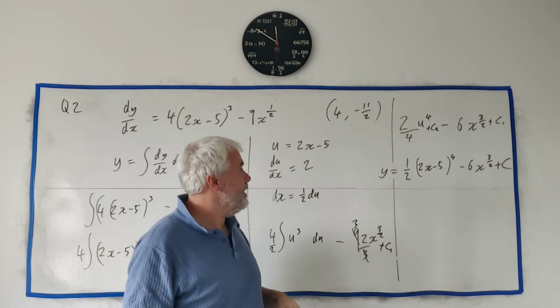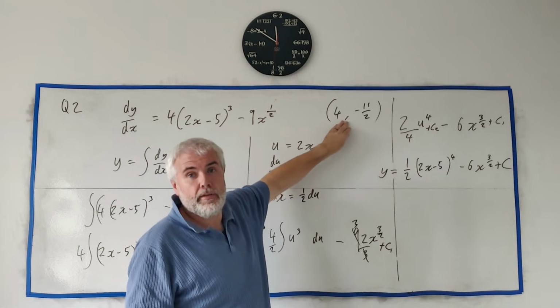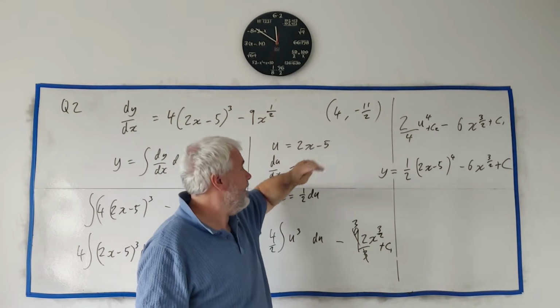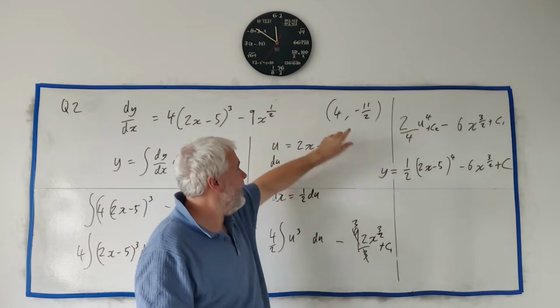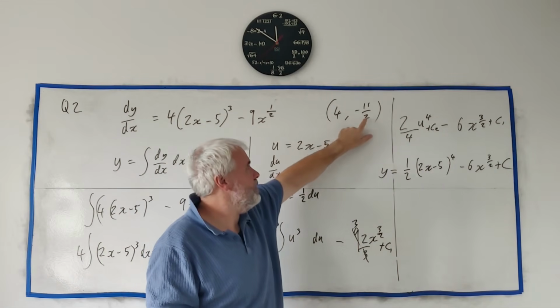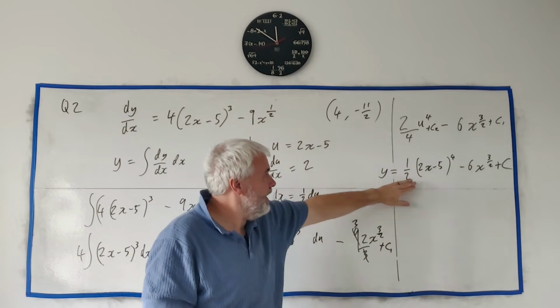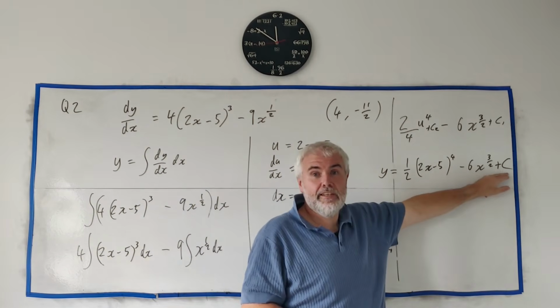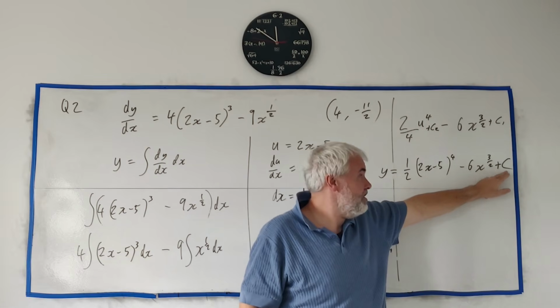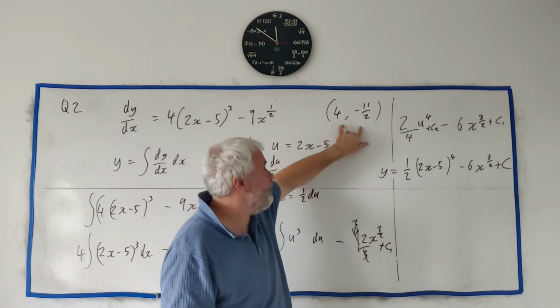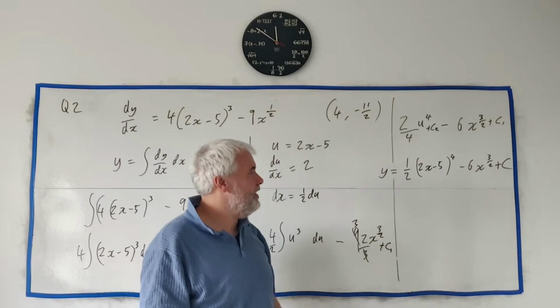We have everything we need in this point. This point tells me at some point in the world, x is equal to 4 and y is equal to minus 11 over 2. So if we put that in, the only thing left will be c. We can find what c is. C doesn't change. If I find it in this one small part of the world, I find it everywhere.